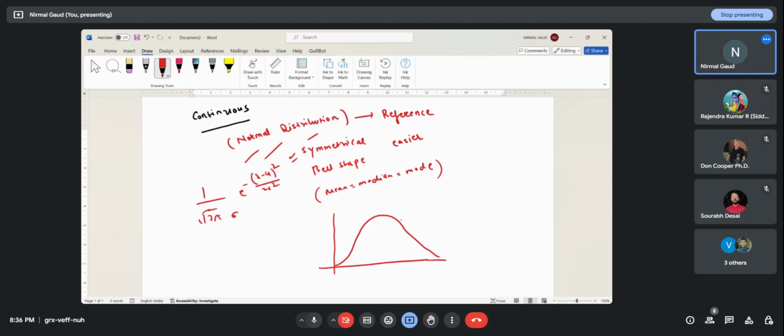And this is the line which represents the mean, median, mode all equal, and obviously there is symmetry, left-hand side and right-hand side both are the same. So such a distribution is expected when your data is continuous in nature. In most real-world problems we do use normal distribution.